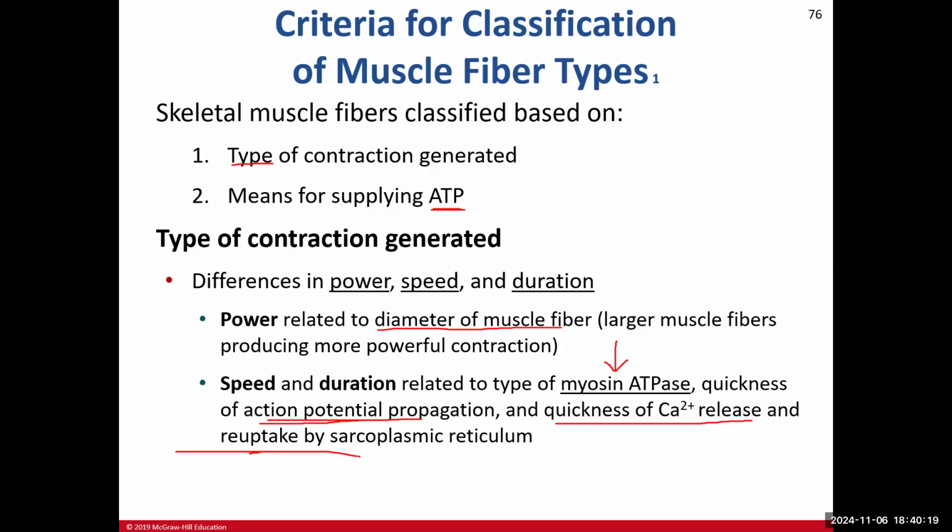All right, so a lot happens. I mean, in fact, it takes a lot longer to learn this stuff than for it to actually occur. All right, so that's what we're going to see. It sounds like a lot, but those four things are going to play a role in the speed and the duration of a muscle contraction. The type of myosin ATPase that we have available, how quickly we can make an action potential, how quickly we can release the calcium into the sarcoplasm, and how quickly we can pull it out of the sarcoplasm.